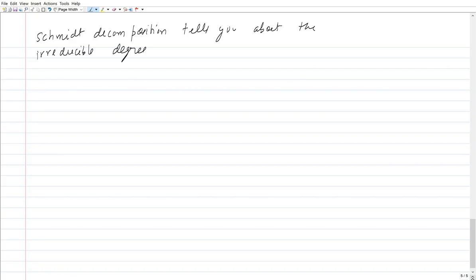So Schmidt decomposition tells you about the irreducible degrees of freedom of the system.